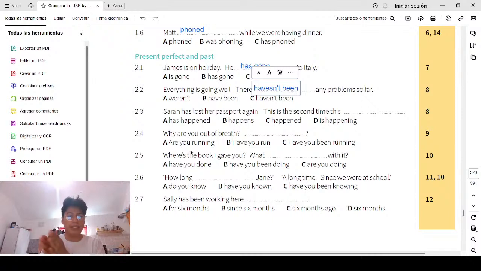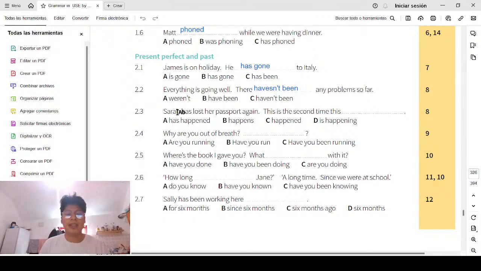Everything is going well now. This is the present, right? There haven't been any problems so far. So they're talking about today, this specific moment, previous to the present. "There weren't" would be the past, too far away, and the present continues. It's just close to the present. Okay, there haven't been any problems so far. For the moment, there haven't been any problems.